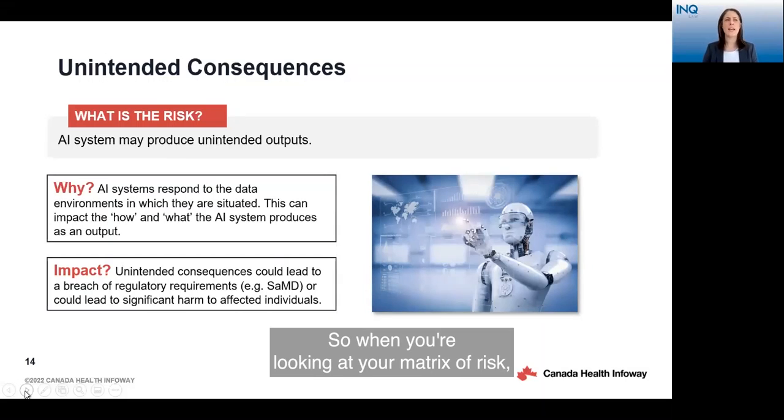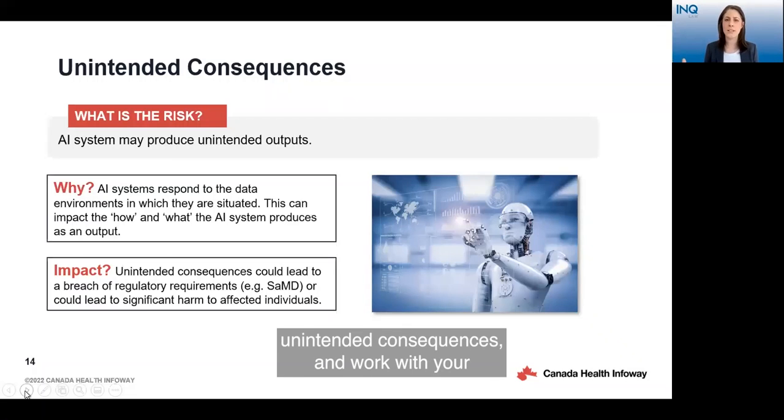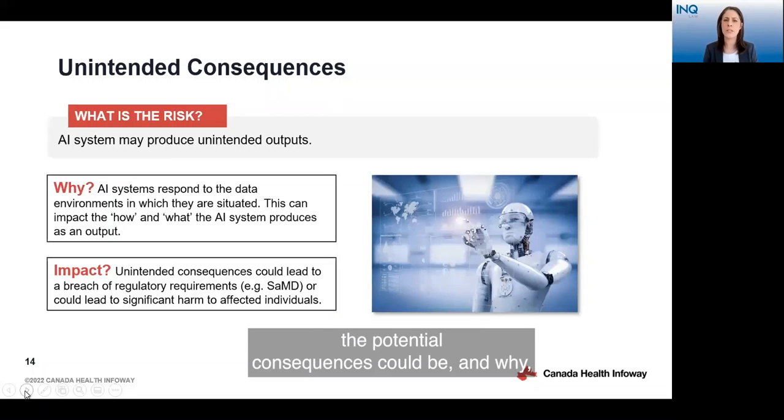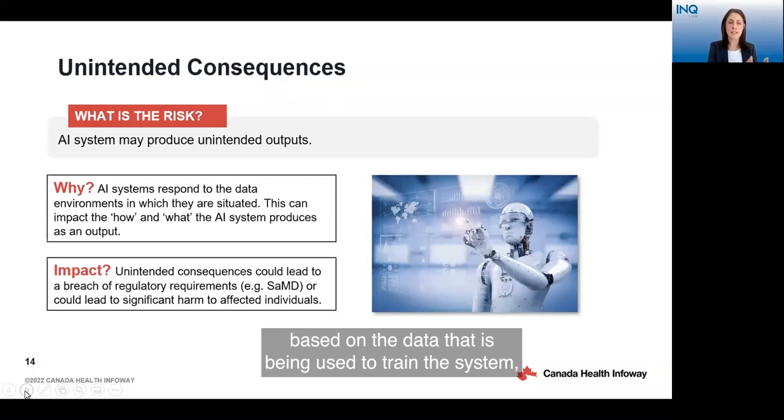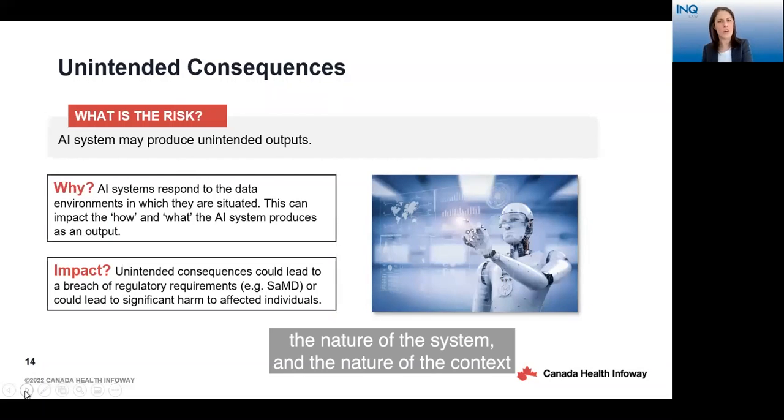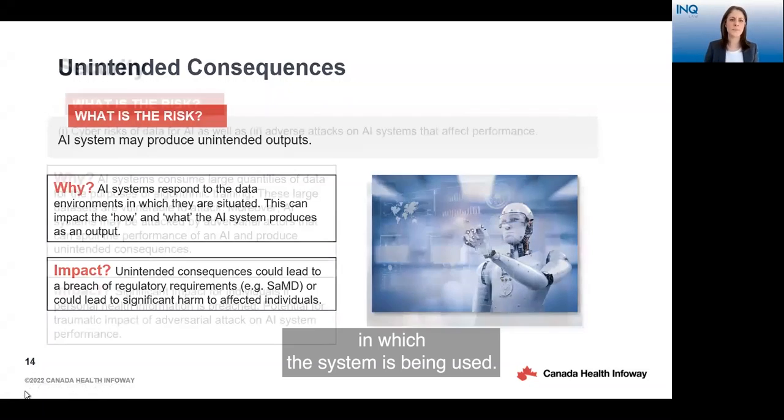So when you're looking at your matrix of risk, certainly consider what are some of those potentially unintended consequences, and work with your multidisciplinary team that we covered in the last webinar. Really work with each other to think this through, because this isn't a one-person endeavor. You really need a team to think through what the potential consequences could be and why, based on the data that is being used to train the system, the nature of the system, and the nature of the context in which the system is being used.